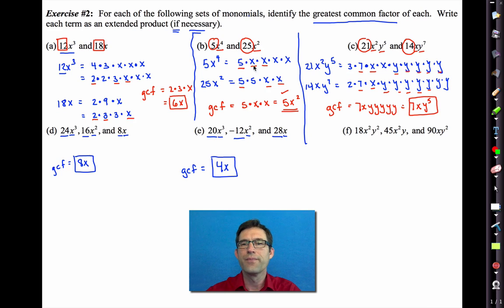All right, let's go through it. So we're looking for the largest number that divides into 18, 45, and 90. That happens to be 9. 9 goes into 18 twice, 45 5 times, and 90 10 times. Then I look at this, x squared, x to the first. The biggest thing that's common to all of them is x to the first. Y squared, y to the first, y squared. The largest is y to the first. And there's our GCF.